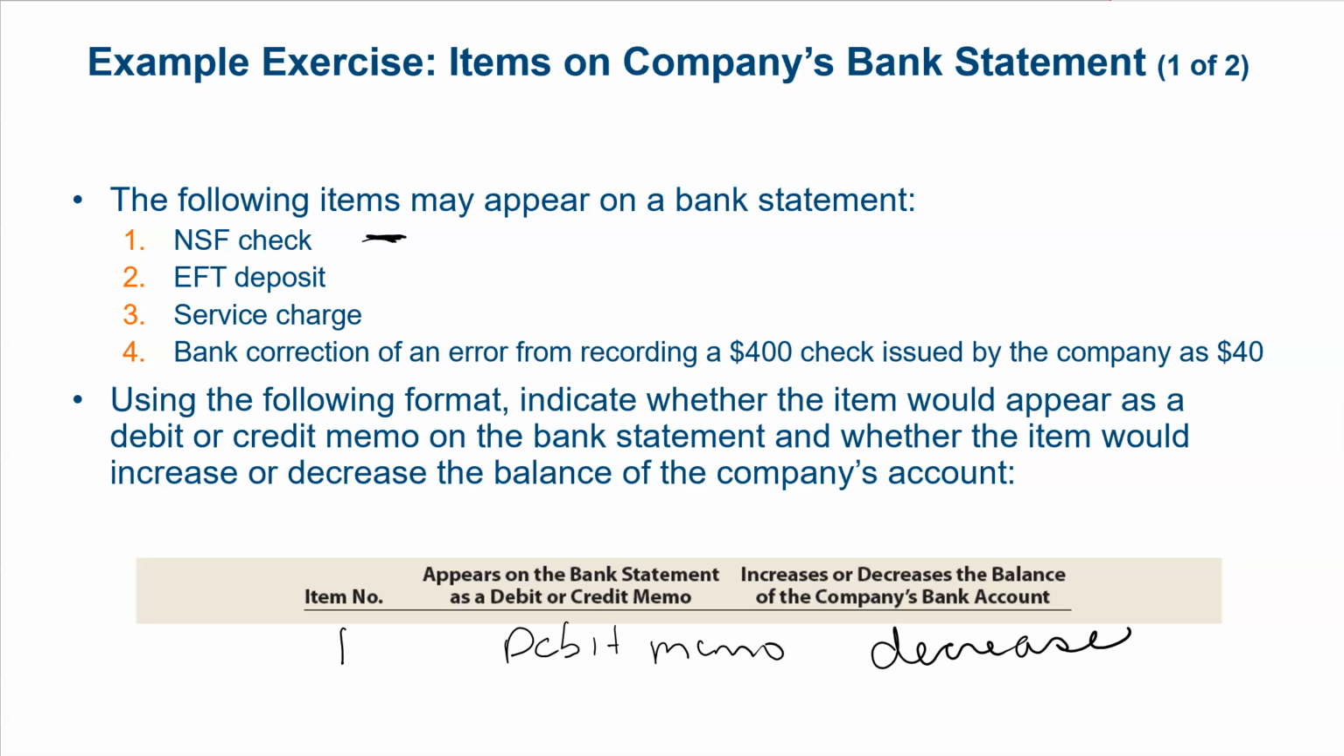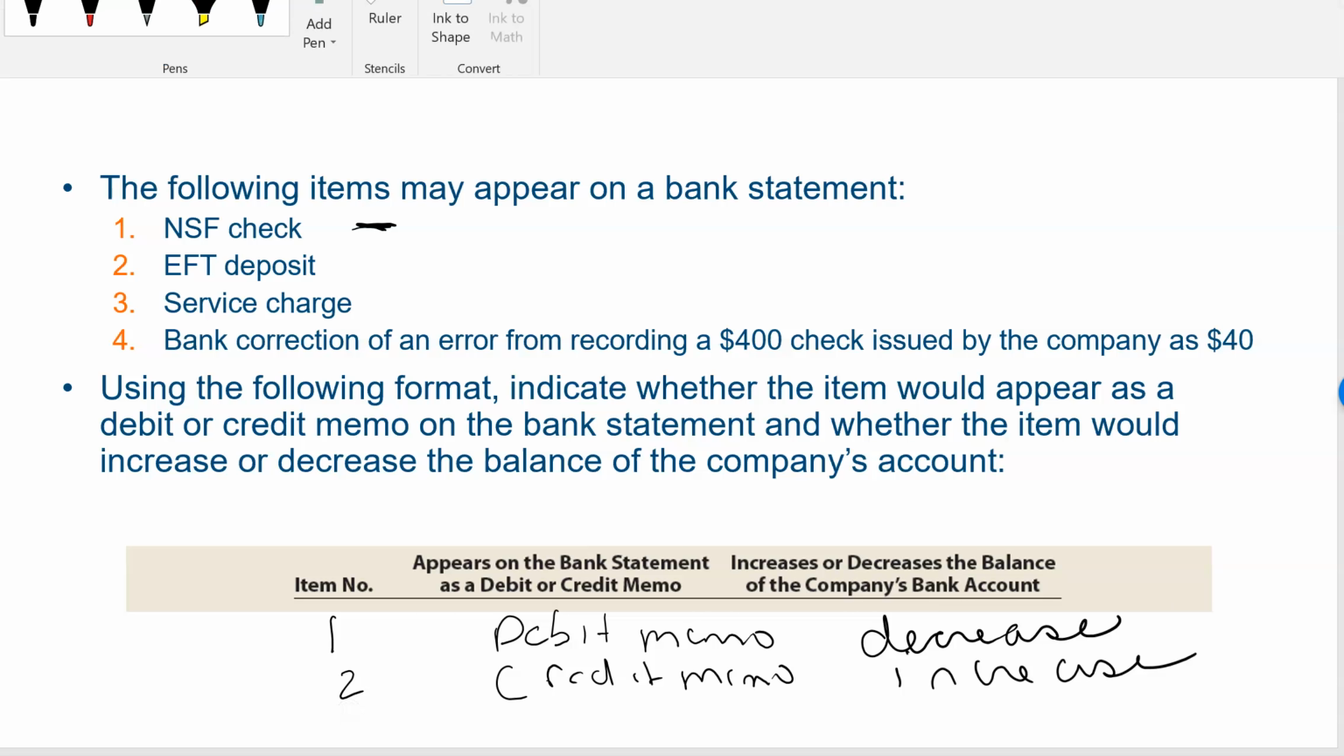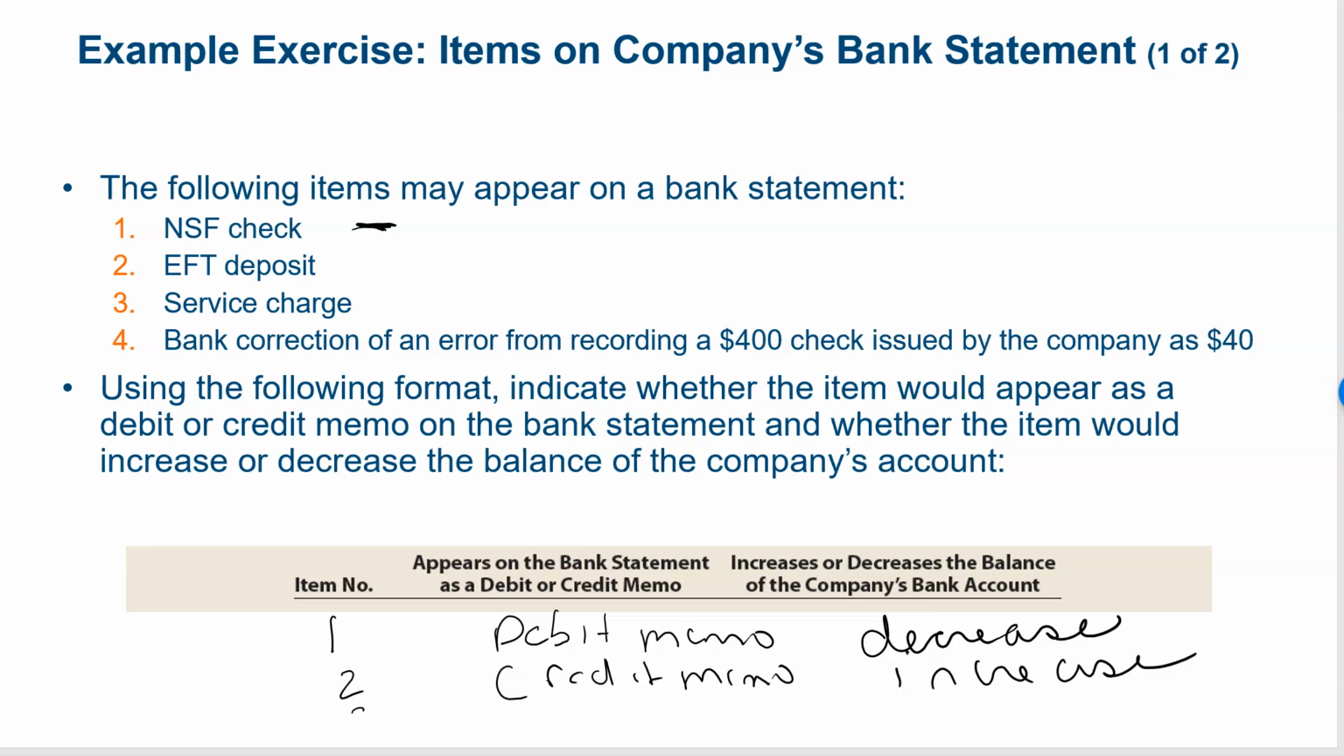All right, number 2, EFT deposit. All right, so that would be a credit memo because that would make our account go up. So that would increase. And number 3, service charge. They're going to take that money out of our account, and so that's going to be a debit memo. They'll take that money out, so they're going to decrease our account for that.